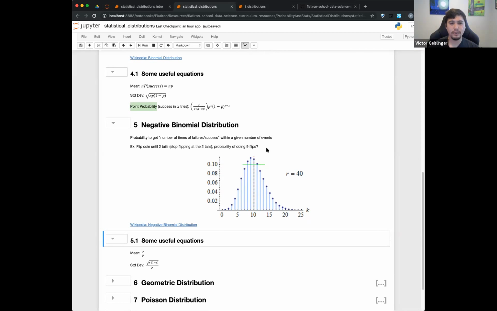You basically just keep flipping that coin until you hit that failure point. And note that failure point, for example, I should stop flipping at 2 tails. Okay, so what's the probability of getting 9 flips in? And that's what this distribution is going through. It's saying, okay, what's the probability of actually getting 9 flips?